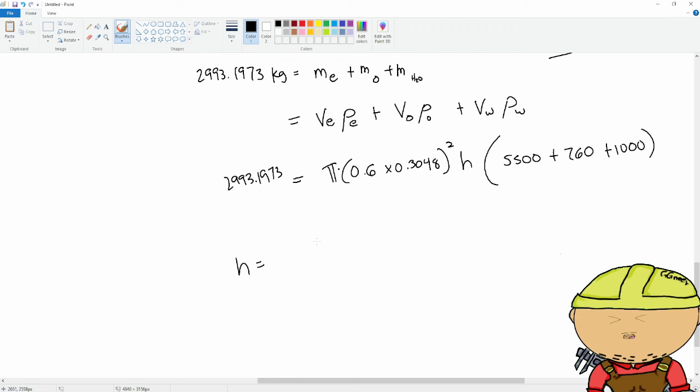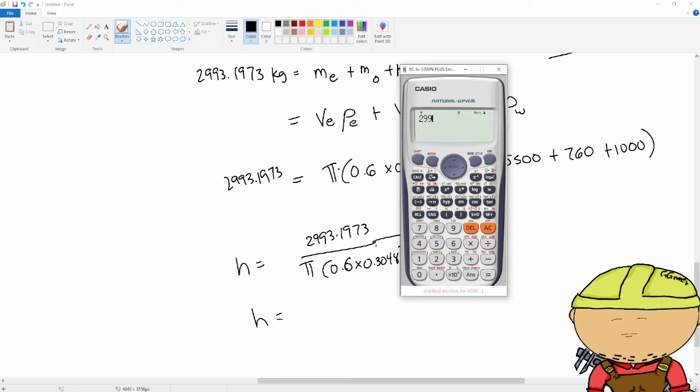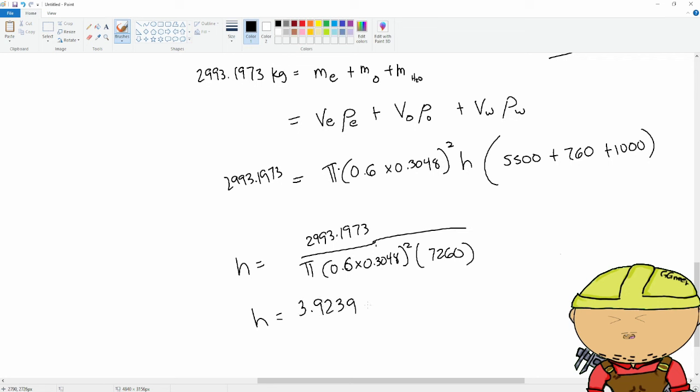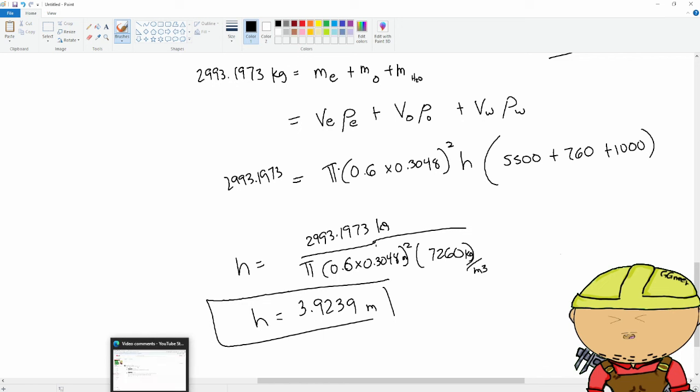2993.1973. Height will be 2993.1973 divided by pi divided by 0.6 times 0.3048 squared times 7260. Yeah, there we go. Height will be 3.9239 meters. This is in meter, this is in kilogram per meter cube, this is kilogram. So 3.9239 meters for each layer.